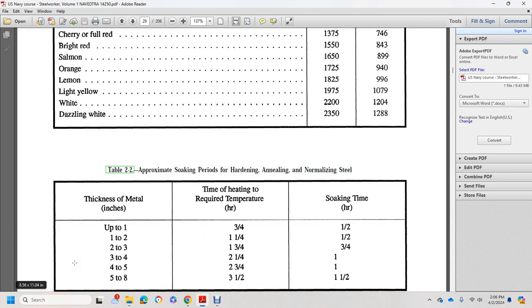Table 2: approximate soaking periods for hardening and annealing of normal strength steel. Thickness in inches, up to 1 inch: three-quarters of an hour of soaking time in a half hour.